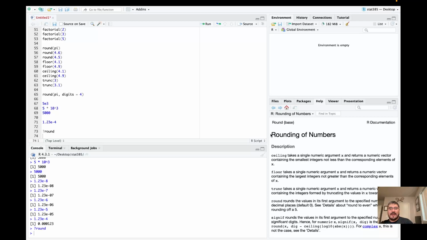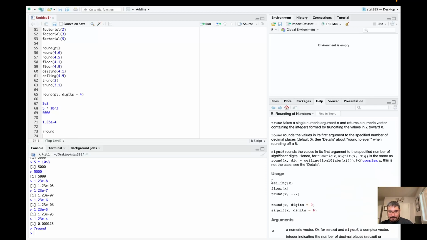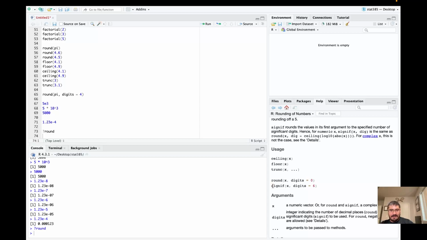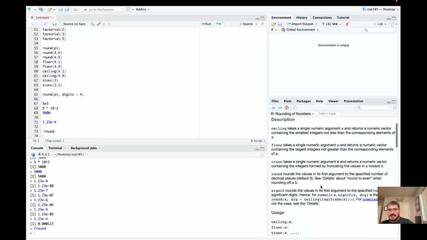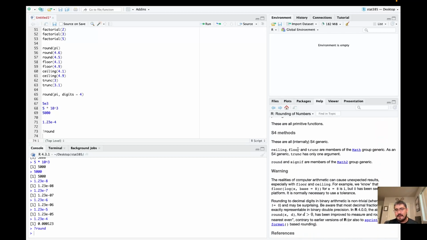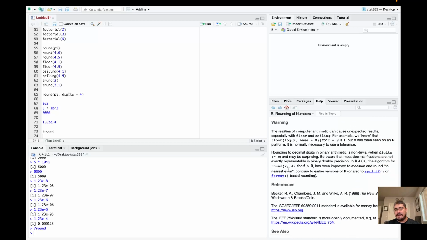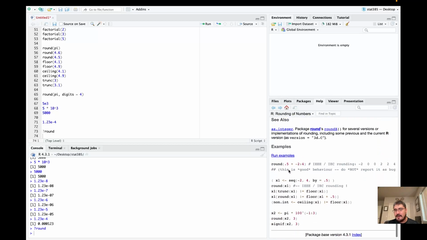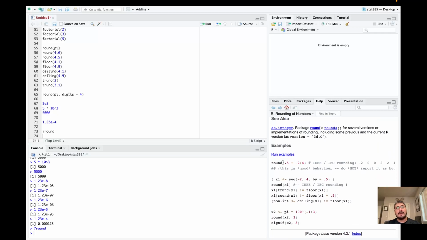So round is the function name, it is in base, and this is the help page for functions that do rounding of numbers. Here are also ceiling and floor and trunc, things that we've seen, and then signif, which does significant digits. Round, the specific function, rounds the values in its first argument to the specified number of decimal places. You can see details for more information here, and then there's stuff that won't be immediately obvious to us. If we go down, we can get examples of all of these functions which are rounding numbers.